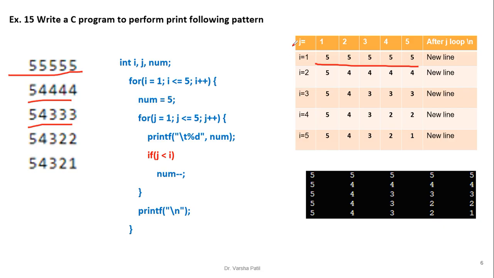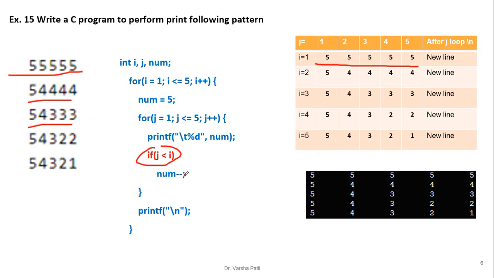Now we can see that we compare j and i, so we are just checking this. If j is less than i, then only we decrement the number, otherwise we will not. Initially the number is initialized to 5. This condition will never succeed for the first iteration, because j takes values 1 2 3 4 5 when i equals 1, and 1 2 3 4 5 less than 1 is not satisfied.